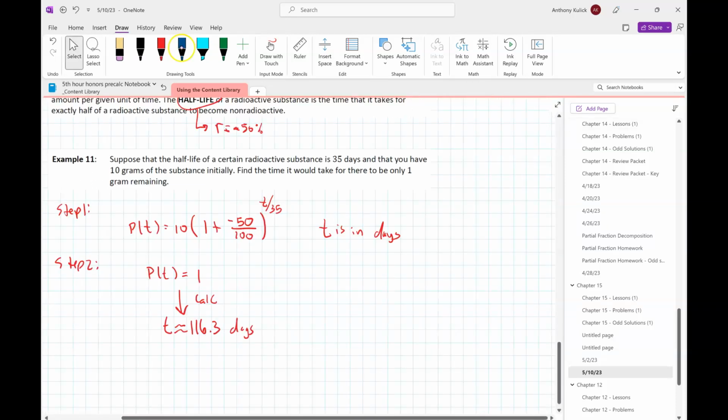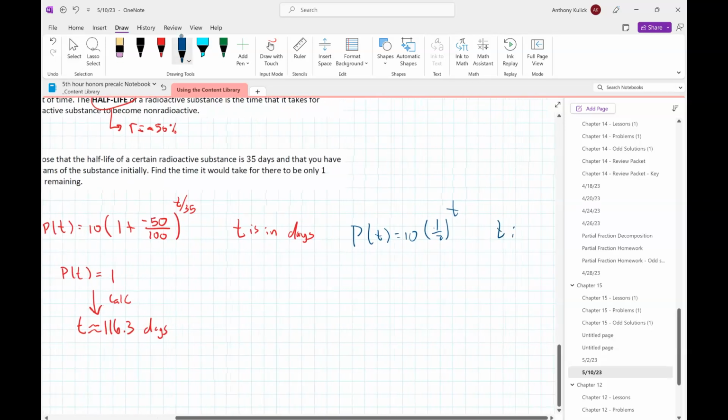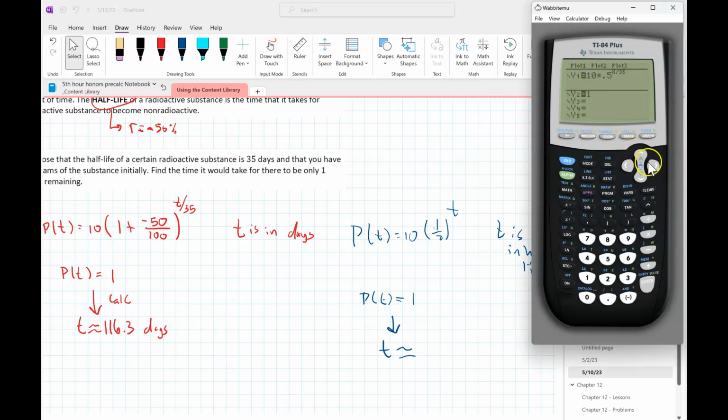Now, alternatively, if you had done P of t equals 10 times one-half to the t, where t is in half-lives, and we do the same thing in the calculator, so just go ahead and make that quick little adjustment. Oops, need the x.